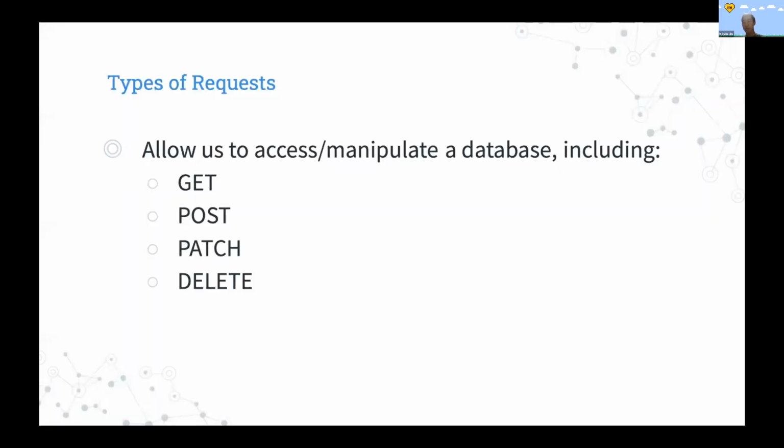And there are multiple types of requests that you can actually make. Some of those most common requests are the GET request, the POST, the PATCH, and the DELETE request. So the GET request allows you to access an object in a database. The POST request allows you to actually add an object to a database. The PATCH request allows you to update or change certain properties of an object that already exists in the database. And then DELETE, hence the name, helps you delete something from a database.